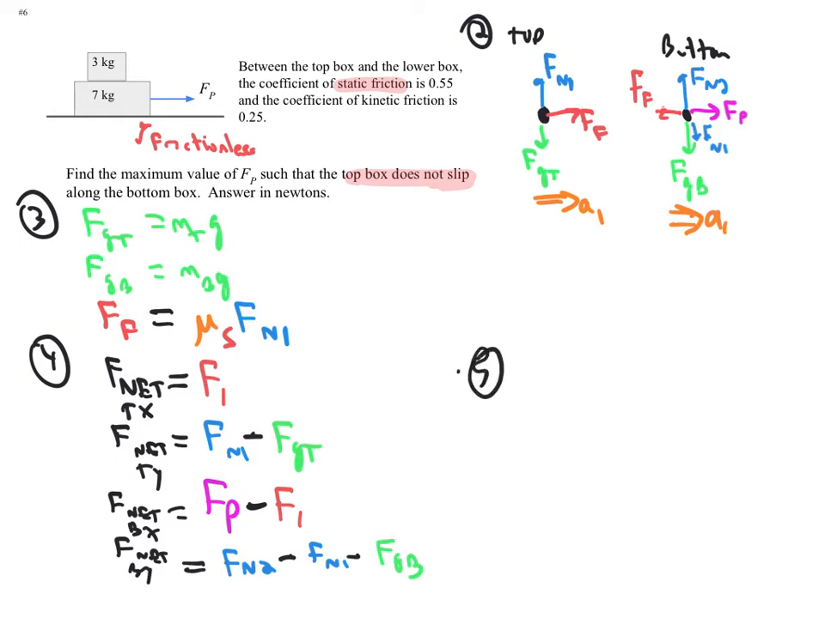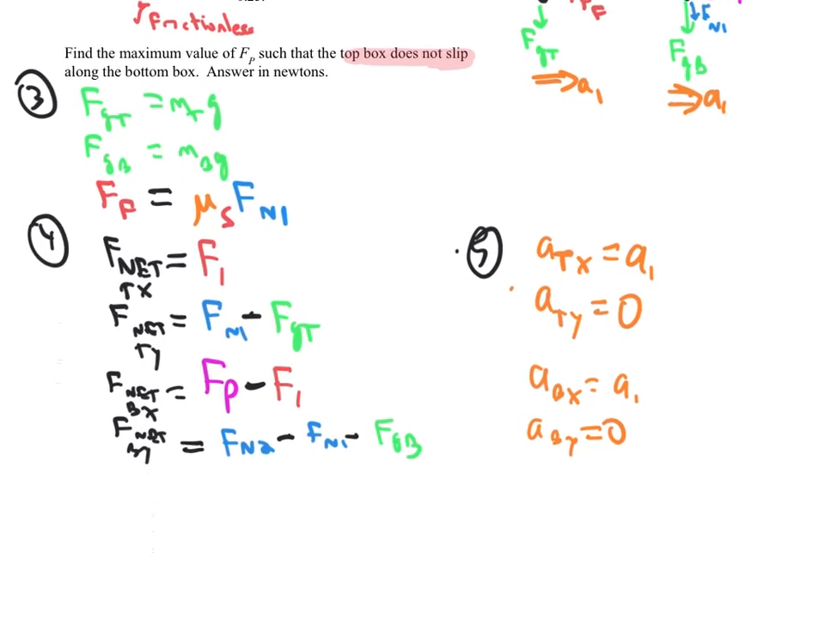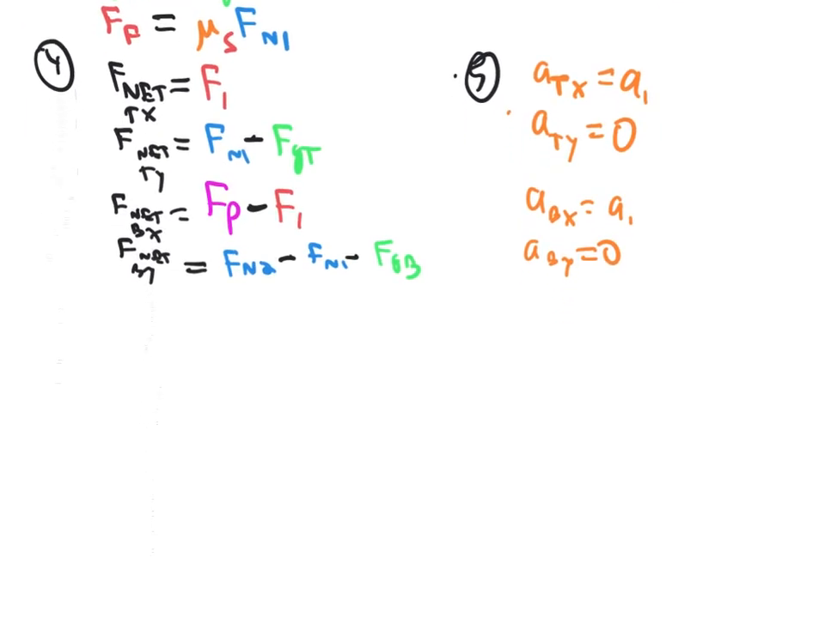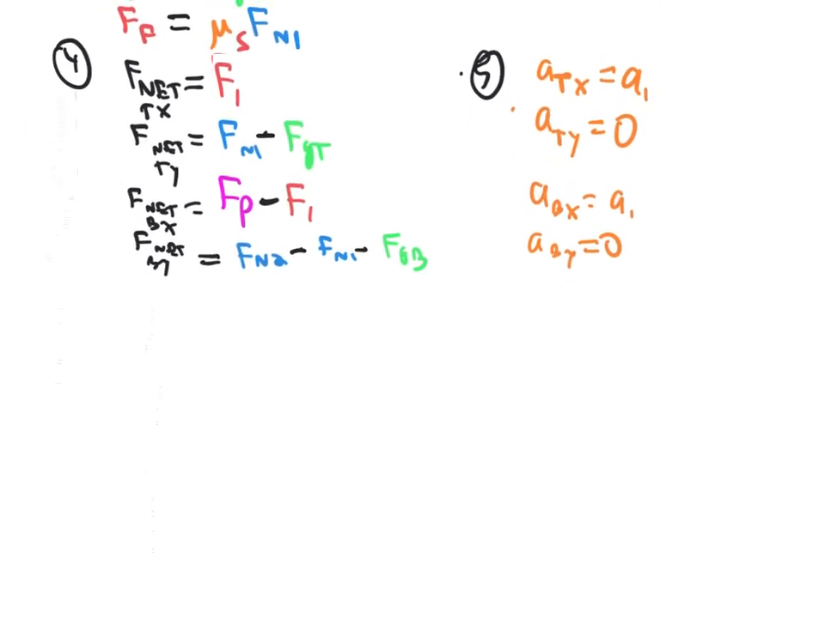Step 5 says find expressions for the accelerations. So a of the top guy in the x is a1, and a of the top guy in the y is 0. A of the bottom one in the x is also a1, and a of the bottom one in the y is also 0. We're going to lose our free body diagram, sadly, but that's all right. Theoretically, we don't need it anymore because we've already taken everything and put it in these equations.